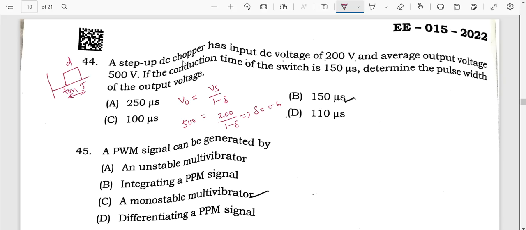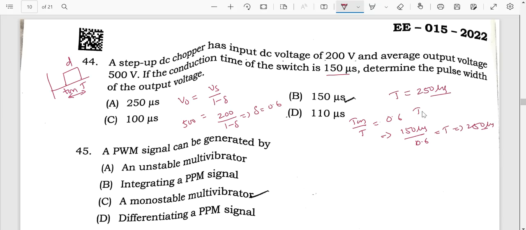Okay. Now T on value you know. So first of all find the value of T here. So T on by T is equal to 0.6 here. So from this T on value you know. So T on value is 150 microseconds divided by 0.6 is equal to T, which is nothing but 250 microseconds. So total T value is nothing but 250 microseconds here.